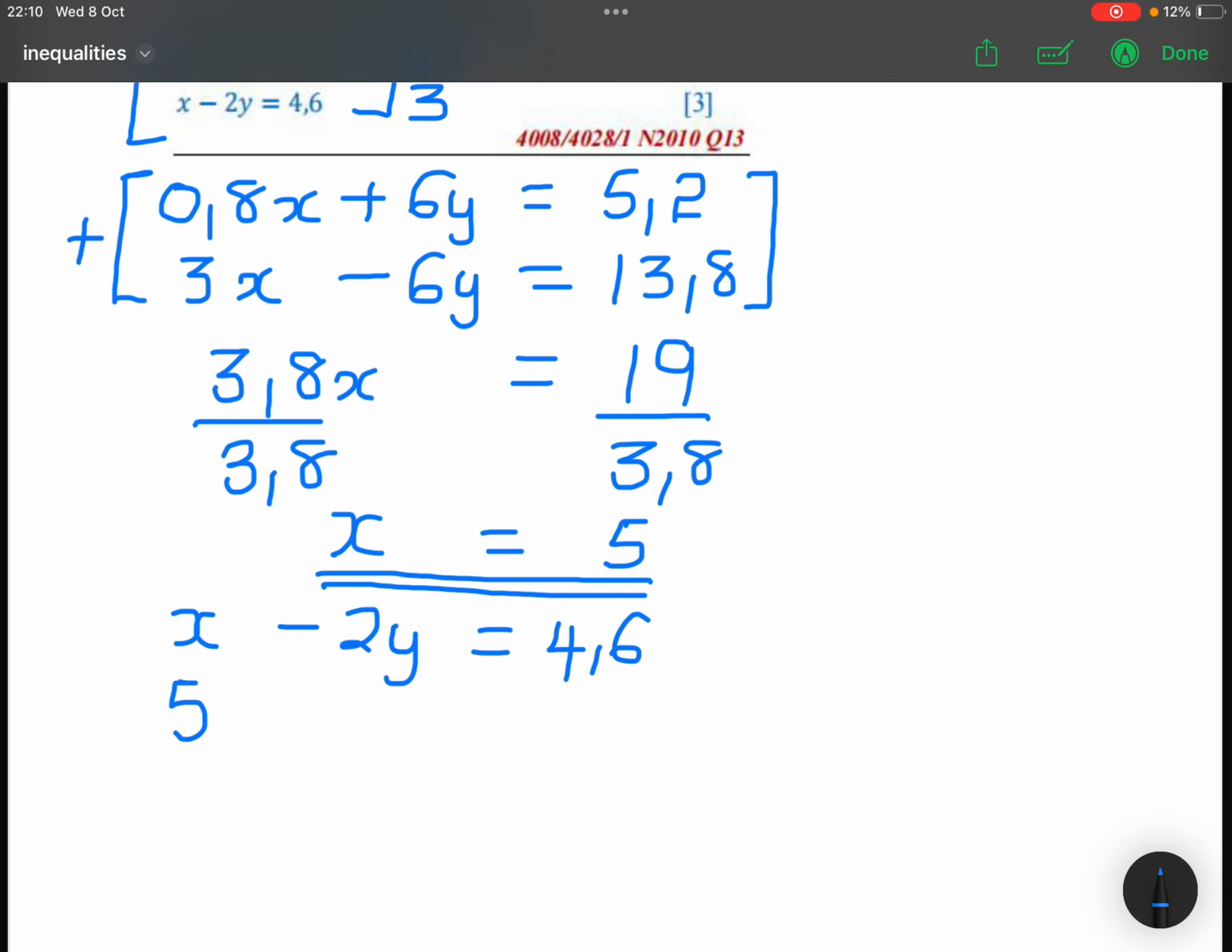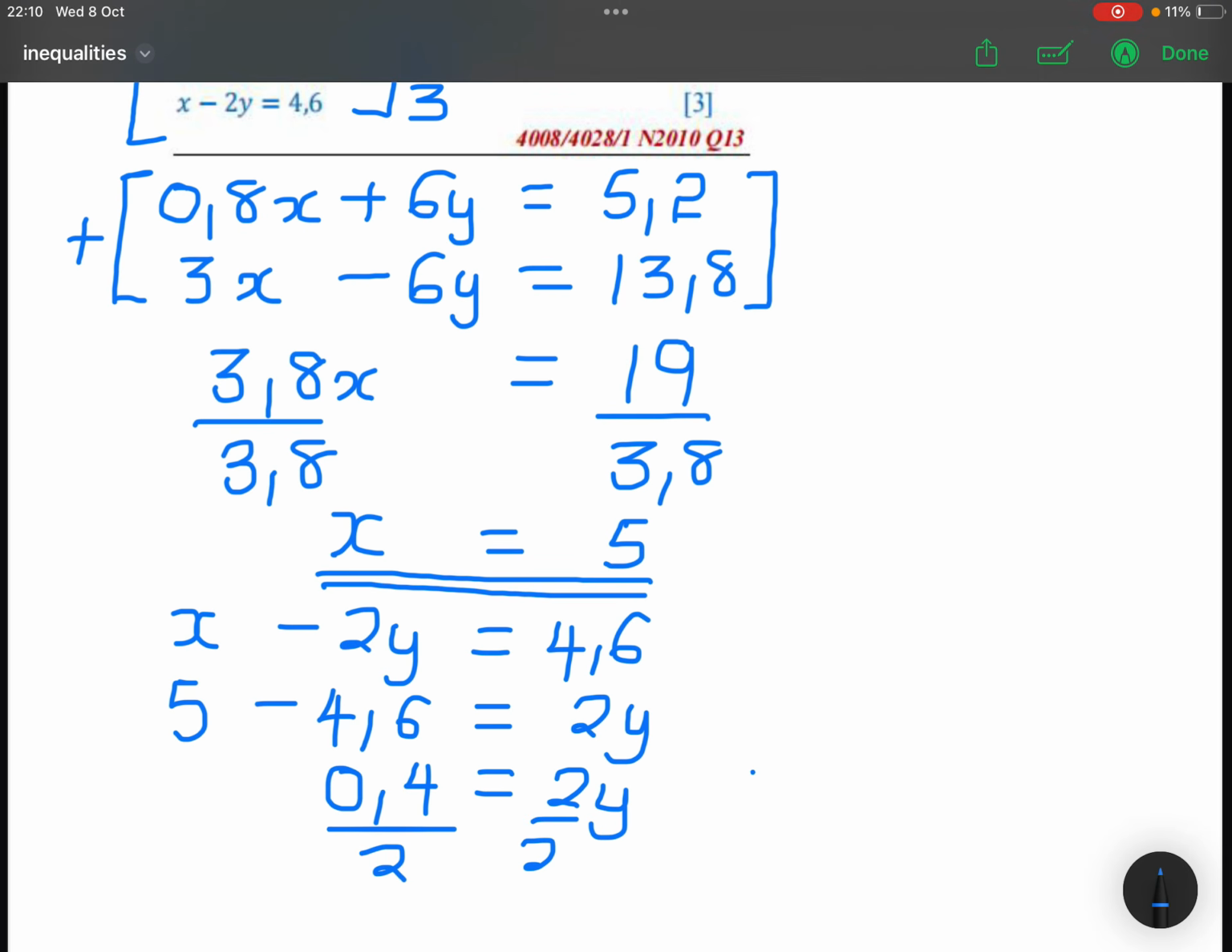We shift 4.6 to the other side. It is going to be subtracted. And then minus 2y is going to be positive 2y. 5 minus 4.6, we get 0.4. This is equal to 2y. We divide both sides by 2 so that our y is going to be 0.2. So the expected answers, we have x is equal to 5 and also y is equal to 0.2.